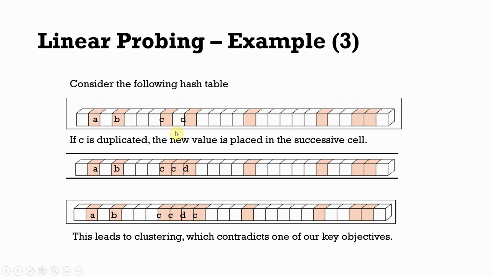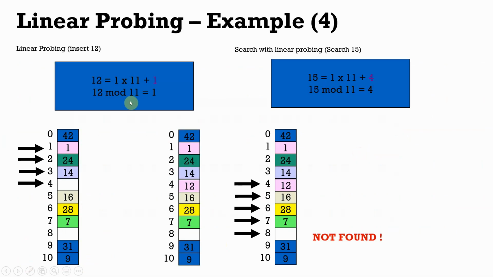Another example you see here, it can also be used for characters. So this is another example. Again, we have a table of size 11, and we want to insert 12, right? 12 mod 11 is 1, so it has to be stored here. This is full. We go through this one, and it eventually gets stored here.